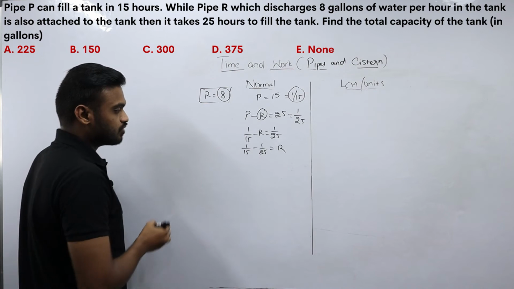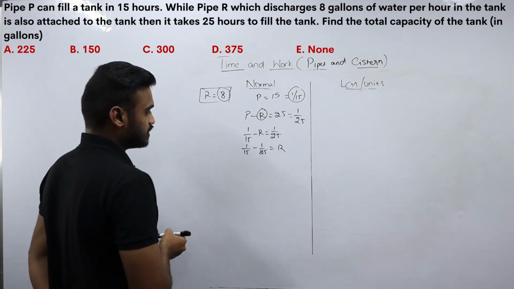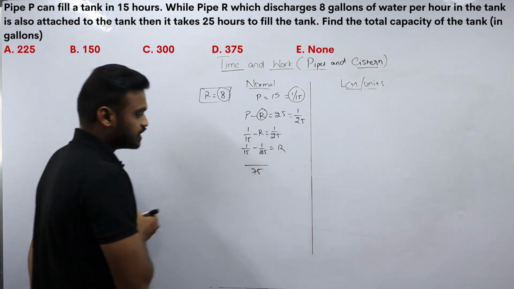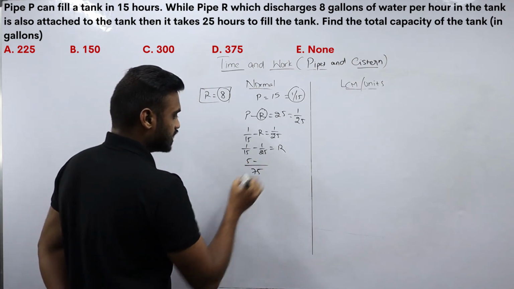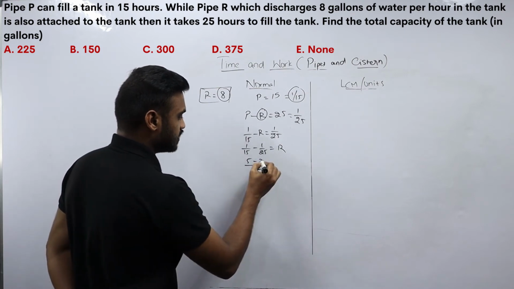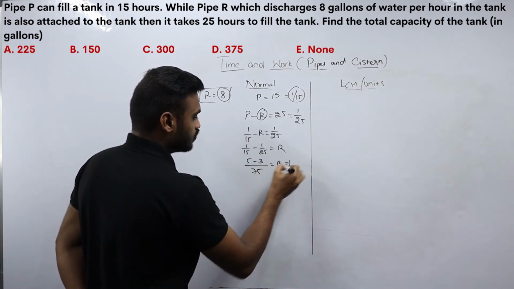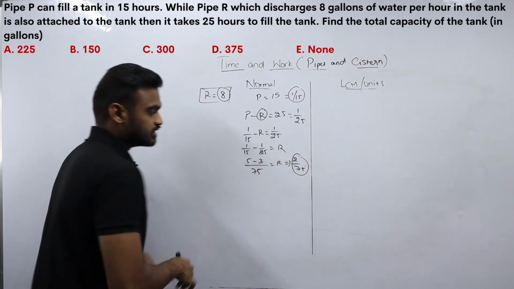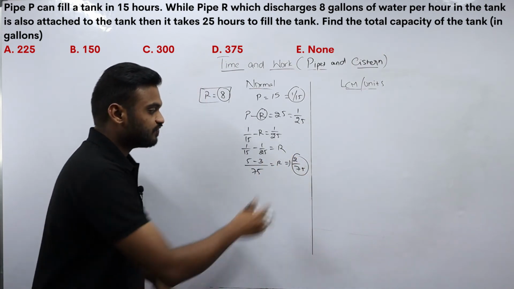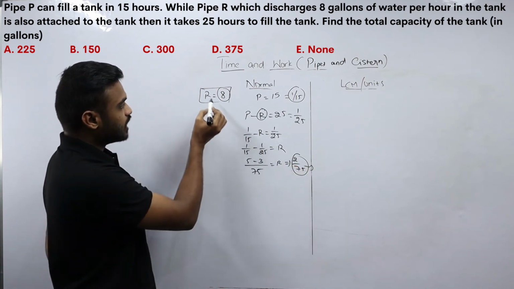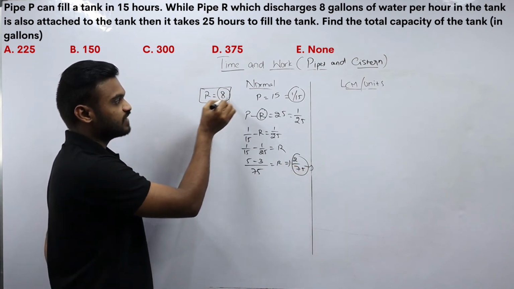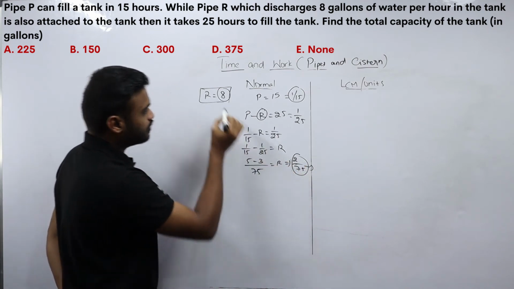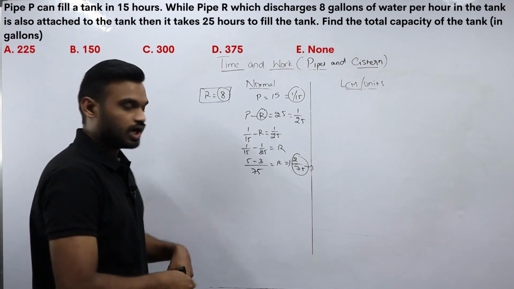So the LCM of 15 and 25 is 75 units. So 1 by 15 into 75 is 5, minus 1 by 25 into 75, that is 3, equals R. So we get 2 by 75. This is R's efficiency in the form of hours. Now we already know R's efficiency in the form of gallons. So out of 75 parts, 2 parts are equal to 8 gallons. I hope you are understanding.